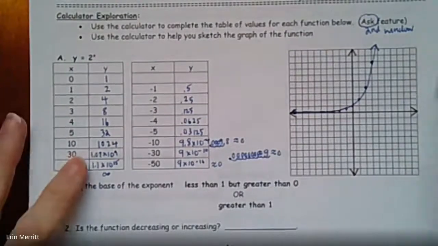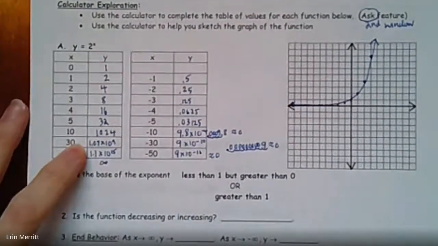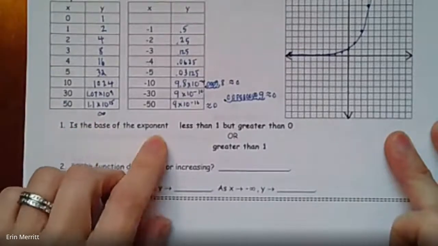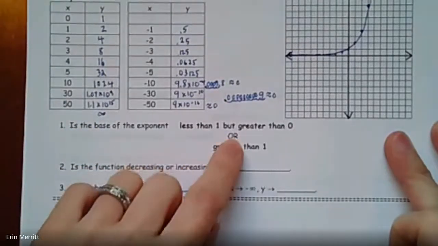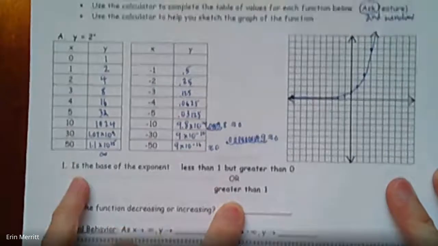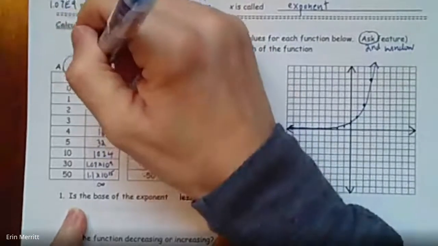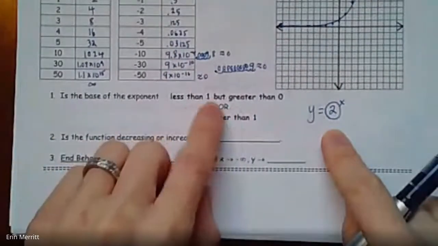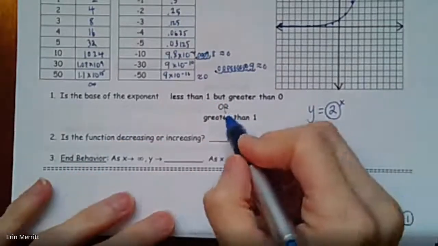All right, let's answer some questions about it. It now is saying, is the base of the exponent less than 1 but greater than 0? Or is it greater than 1? All right, well, for the equation that we're looking at, it was this guy, y equaling 2 to the x. The base is the 2 right there. So it's just asking, is 2 a number between 0 and 1, or is it greater than 1? Well, that's greater than 1.